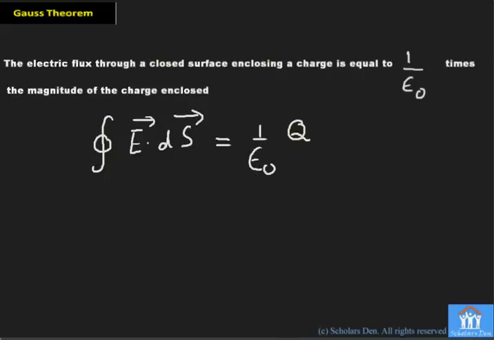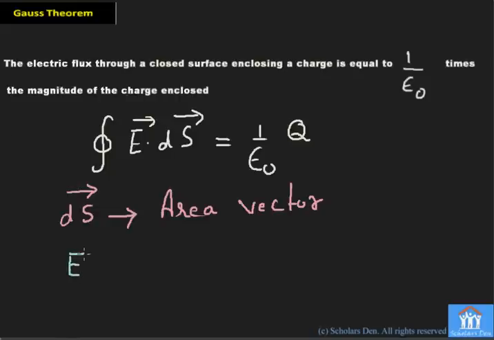Now in our definition we have included two important terms. The first important term is dS, and we put a direction over it, that is, we take it as a vector. dS normally means area, and with an arrow above it, it is known as the area vector. This is the first quantity involved. The second quantity is the electric field, E. Again, it is a vector quantity, and E represents the electric field.